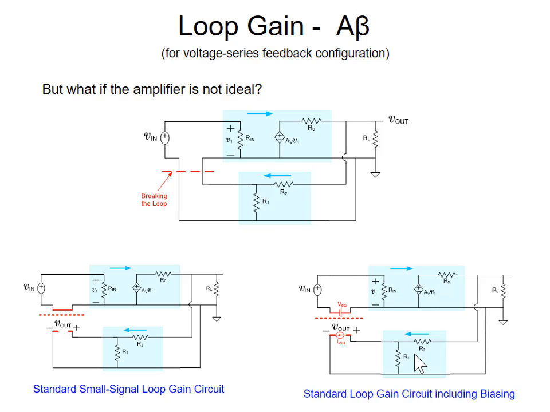So here's one standard way to get the loop gain. We break the loop if it's a voltage series feedback structure, as we'd shown before. We terminate both sides with their ideal input and output impedances. What that does is it neglects the loading of the A network on the beta network, but it includes the loading of the beta network on the A network.